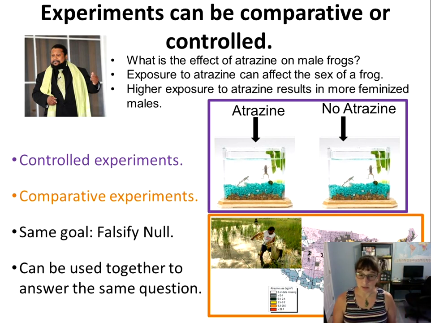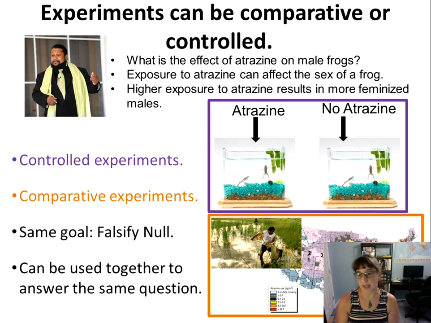Dr. Hayes went out into the field, collected frogs from each of the places where those numbers are, and he looked at whether or not male frogs, whether or not their testes were producing eggs. And he compared that to how much exposure to atrazine they had. Okay? But the goal is the same.